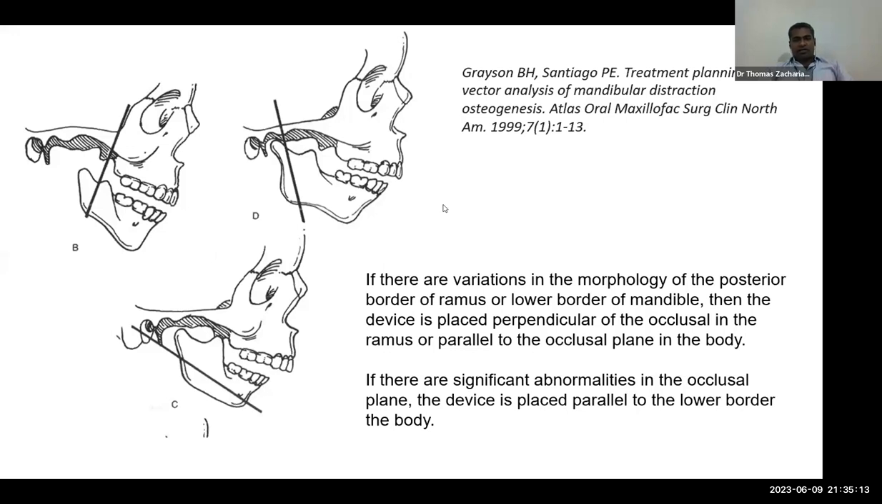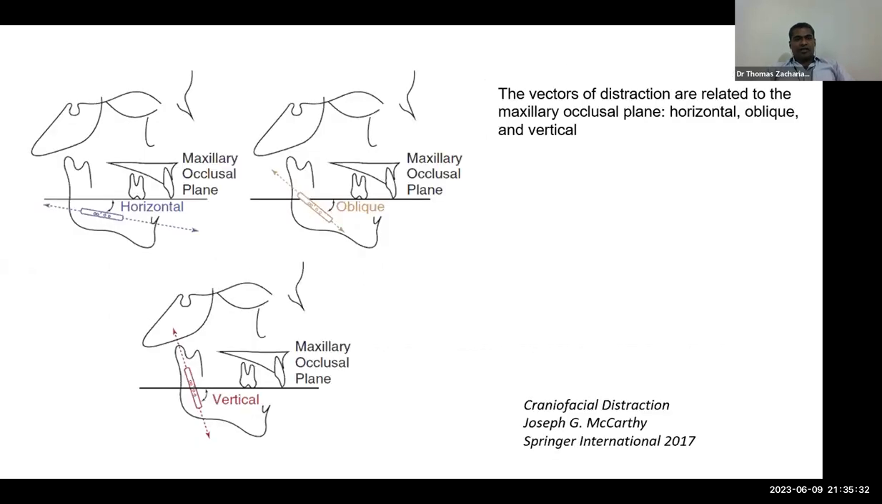You can either keep it perpendicular to the occlusal plane in the first picture, or you can keep it parallel to the occlusal plane, as you can see in the second picture. Then if there are significant abnormalities in the occlusal plane, the device is placed parallel to the lower border of the mandible. These are the various vectors of distraction. This again is from the textbook of distraction by McCarthy.